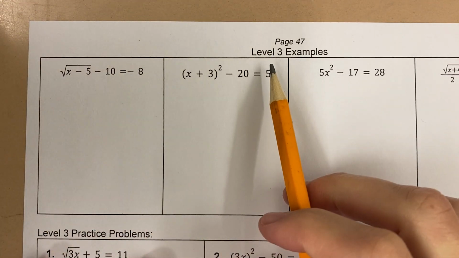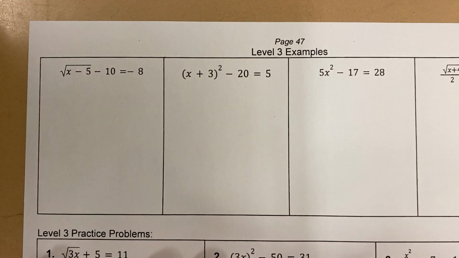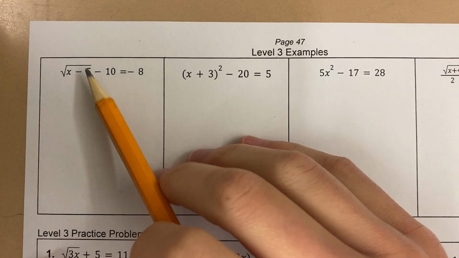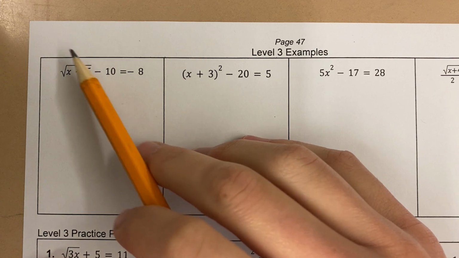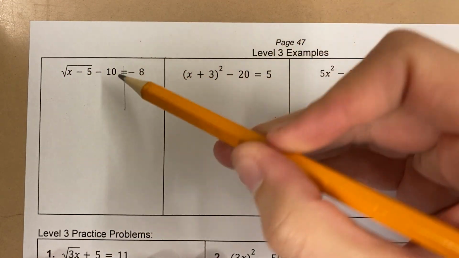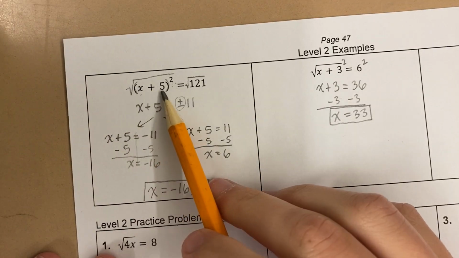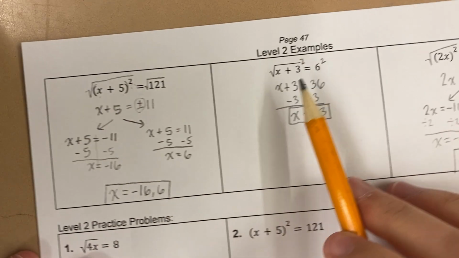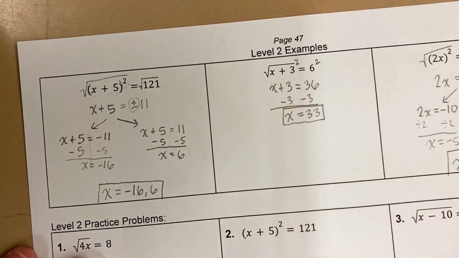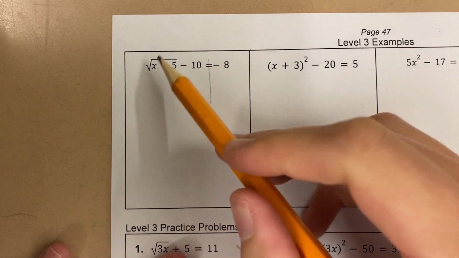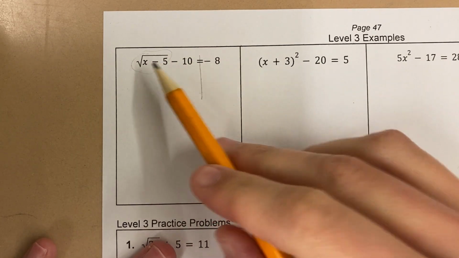In level 3, there's more steps, okay? So here's an important thing to note. See how there's a square root here? I'm not just going to square this, because this square root needs to be by itself on one side of the equation before I square it, right? In level 2, I had something being squared and that was the only thing on this side of the equation. I had something being square rooted that was the only thing on this side of the equation. So what I need to do first is actually get this part that's being square rooted by itself.